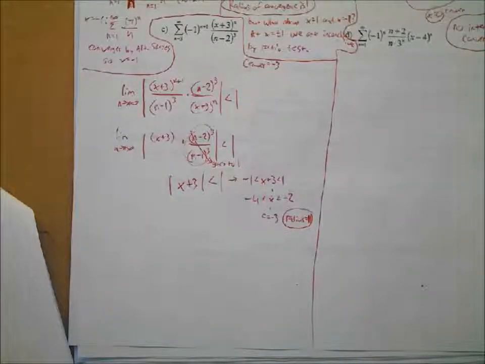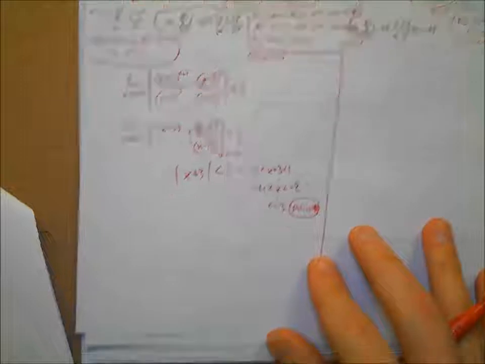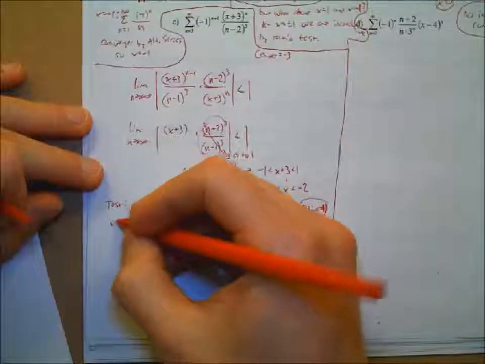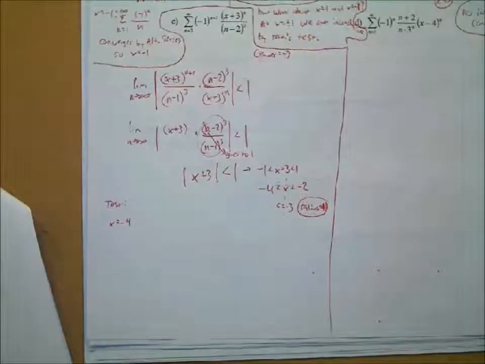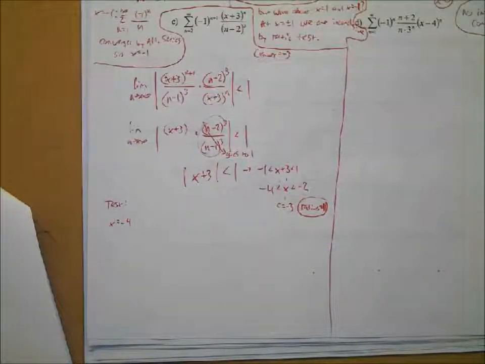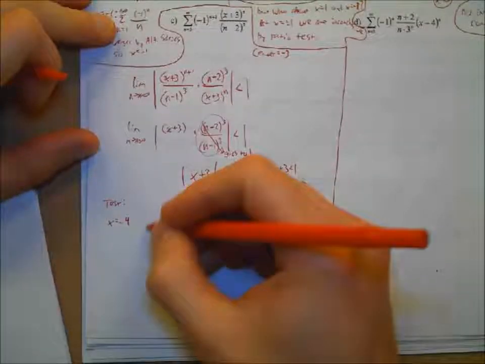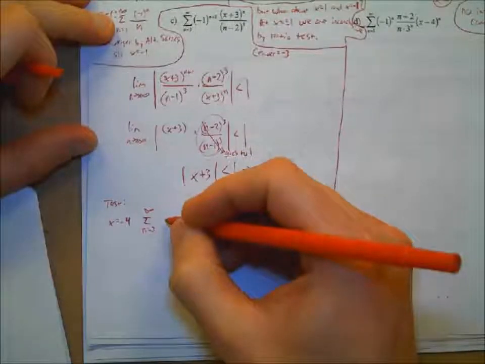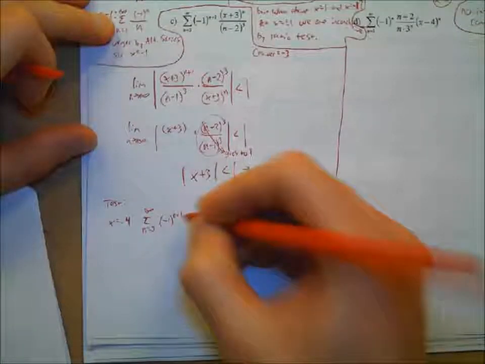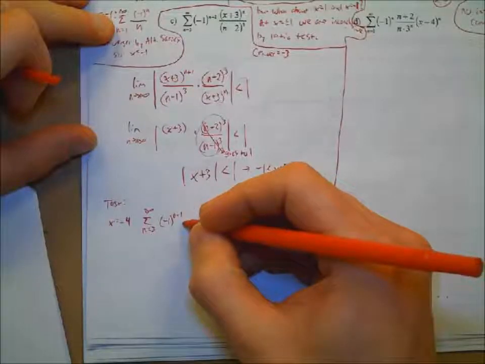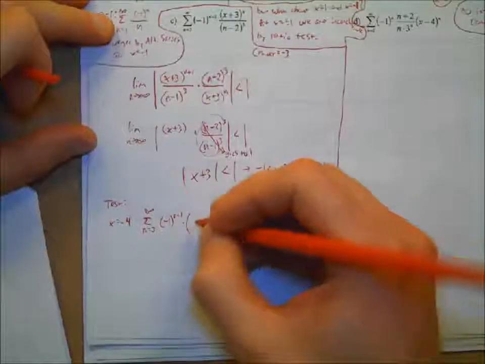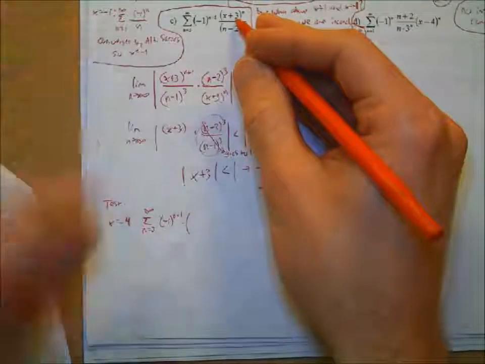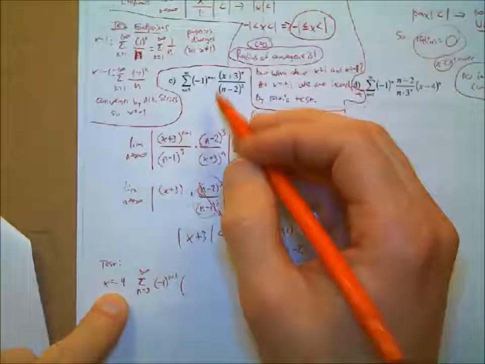And so now we have to test our endpoints. We'll test x equals -4 first and see if that one works. So plugging -4 in for x, we do still need to keep that alternating piece there, the negative 1 to the n plus 1, times x plus 3, but if I plug the negative 4 in for x, what's negative 4 plus 3?